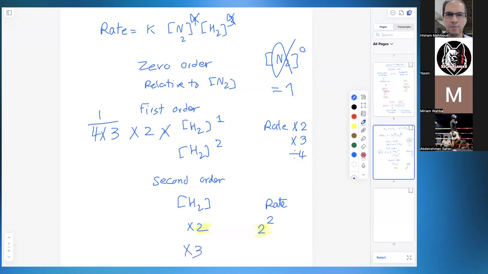What if I multiplied it by 3? What will happen to the rate? This change, I will write it and then I will power it to 2. So this means that it will be multiplied.